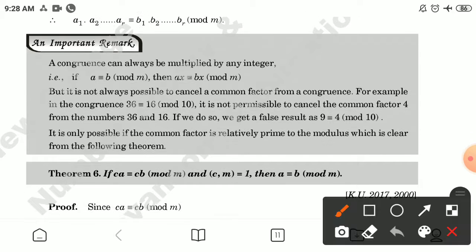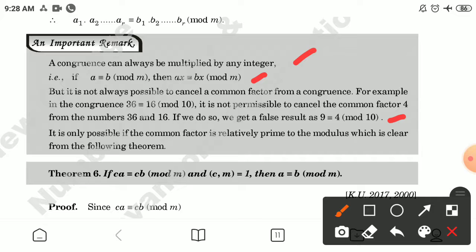Now, making the important remark: a congruence can always be multiplied by an integer. That is, if A is congruent to B mod M, then AX is congruent to BX mod M. But it is not always possible to cancel a common factor from a congruence. For example, in the congruence 36 is congruent to 16 mod 10, it is not permissible to cancel the common factor 4 from the numbers 36 and 16. If we do so, we get a false result, as 9 is congruent to 4 mod 10.